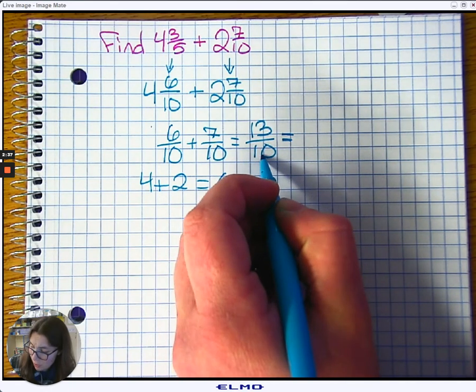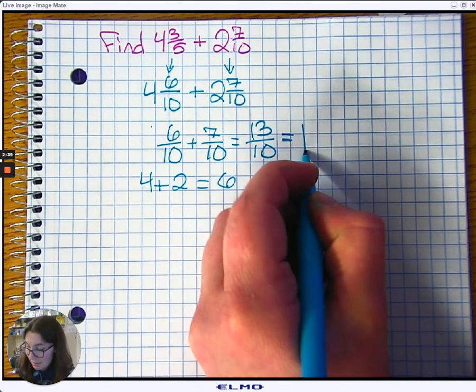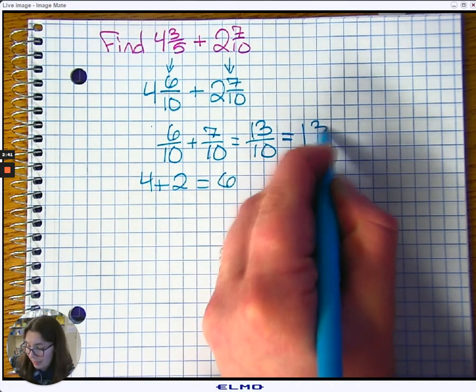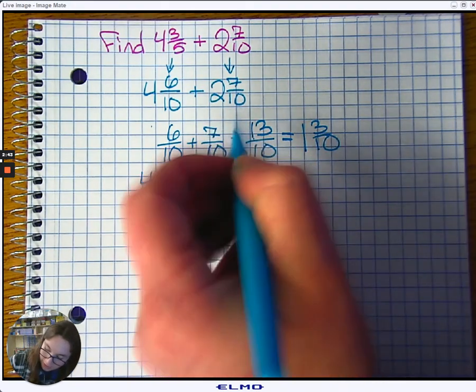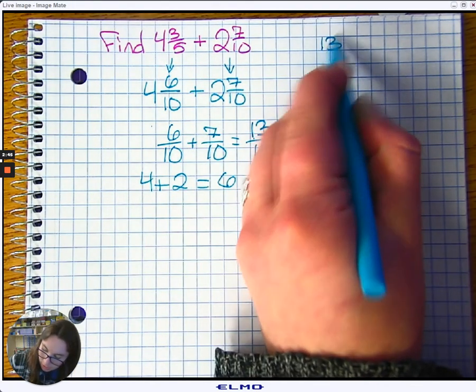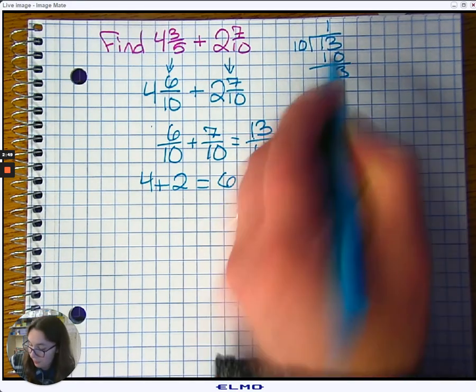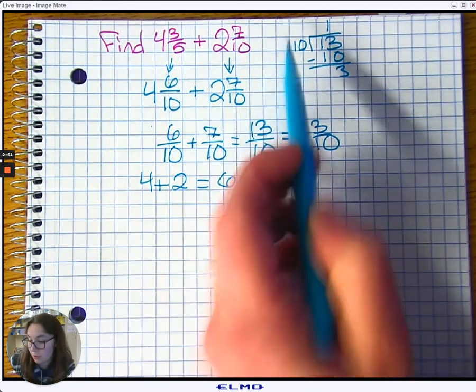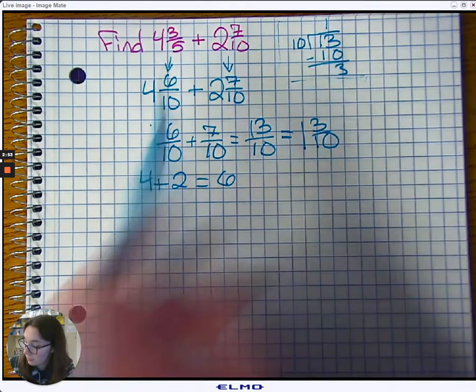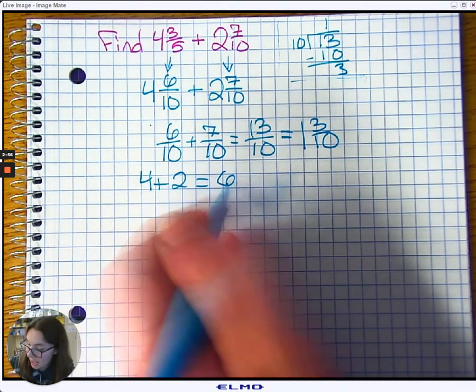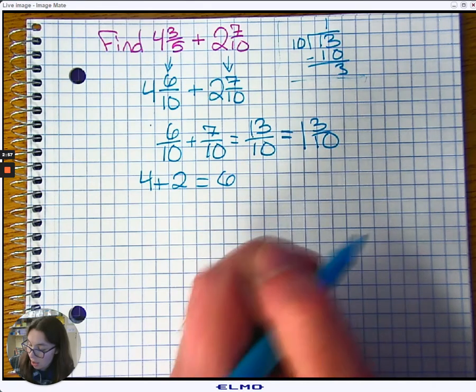13/10. How many times does 10 go into 13? 1 time. And what's left over? 3/10. And I can show that up here. 13 divided by 10, 1, 10, subtract, 3. For those who need that visual. Now I have 6 and 1 and 3/10.